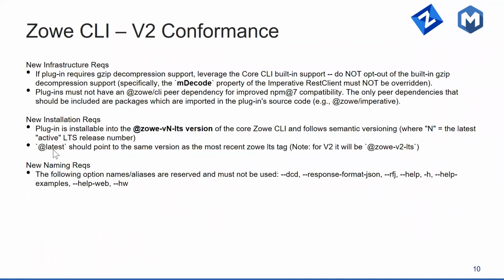They can easily just grab the plugins at the release tag that matches the distribution of their CLI, is the idea. Something a little bit new here is that we used to not have any conformance criteria related to what the latest tag should be used for on NPM. Some folks used it for validation. Others used it to point to the most recent Zowe LTS. We're going with that route in the conformance criteria: latest should point to the same version as the most recent Zowe LTS tag. So today you would get the V1 LTS version, but once V2 is published, you would get the V2 LTS version.